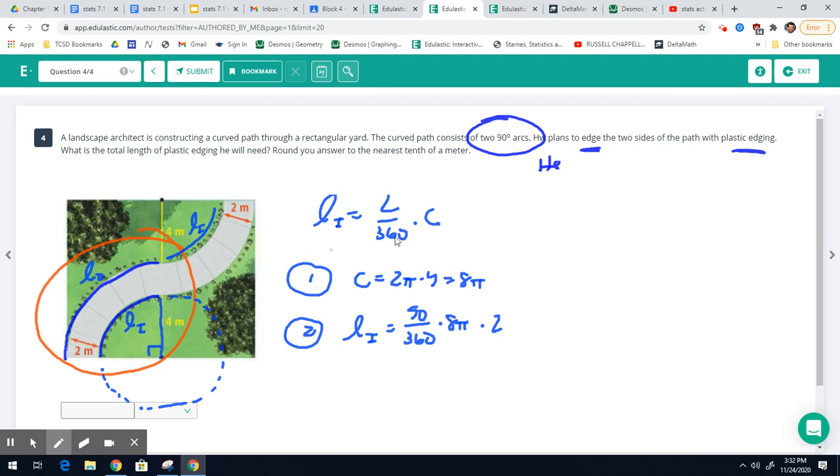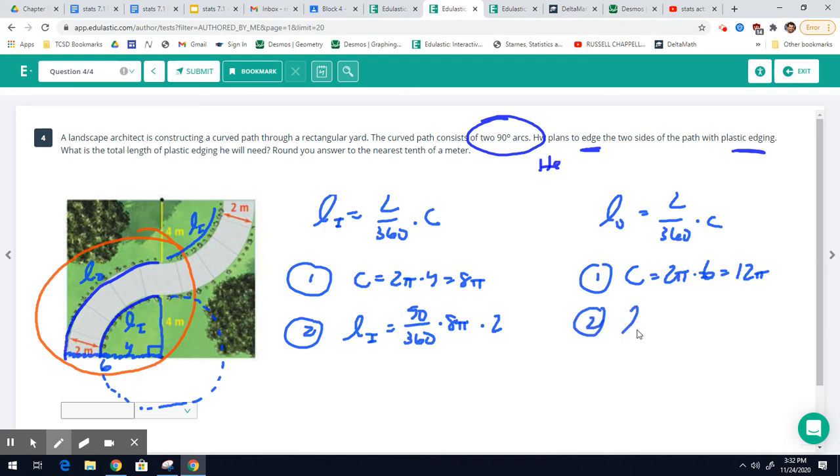So now let's find the length of the outer edge. Same kind of process: angle out of 360 times the circumference. To find the circumference, I need 2 pi r. Now, be careful here. This radius goes 4 and then all the way across the sidewalk. So that's 4 and 2, a radius of 6. So my circumference is 2 pi times 6, which is 12 pi.